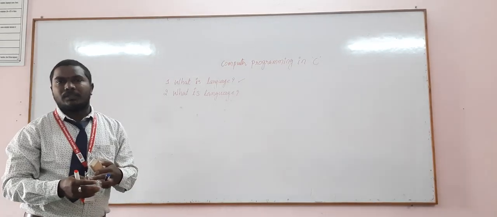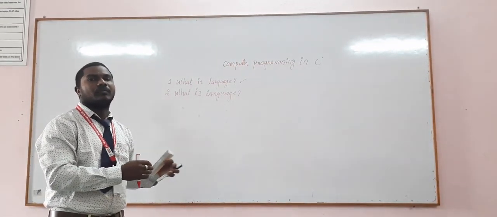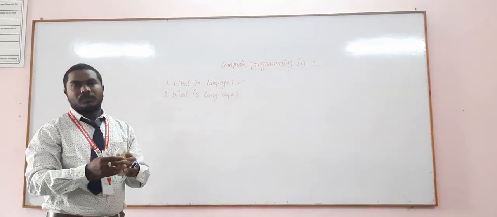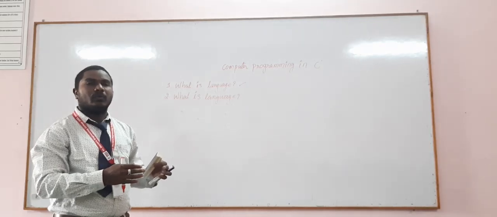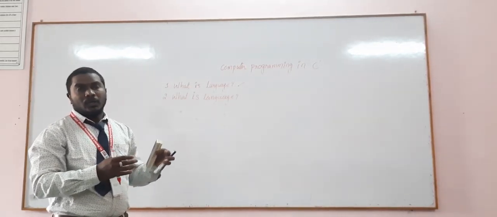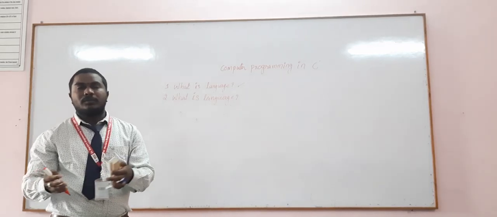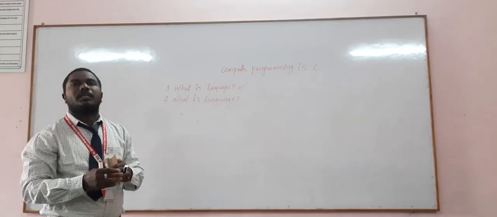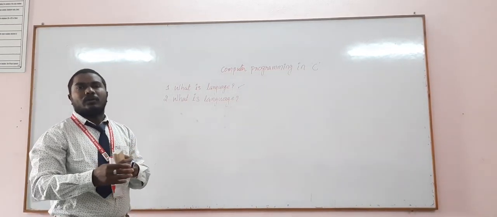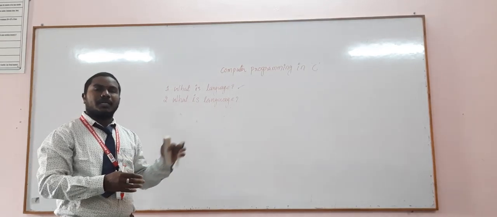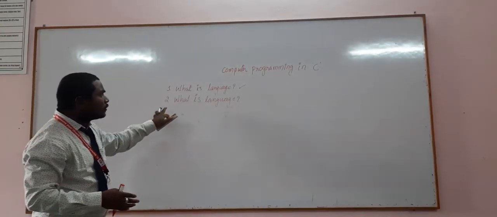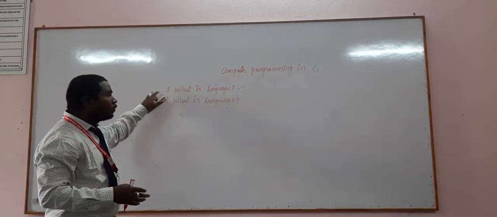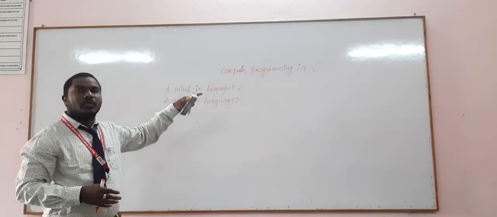What are the rules and instructions? If you want to speak in English, first of all you have to learn all the alphabets. Combine the alphabets to make words, combine the words to form sentences, and combine the sentences to make a paragraph. That is the format to learn the English language. Once you are perfect in English, then only you can speak in English. So that is a language: a set of instructions to communicate from one person to another person.